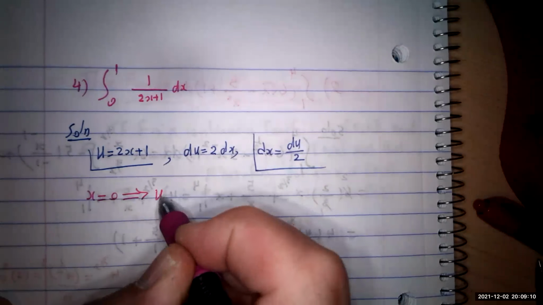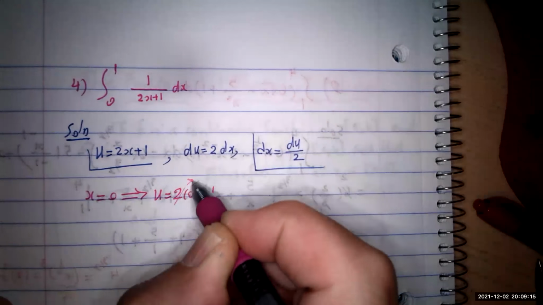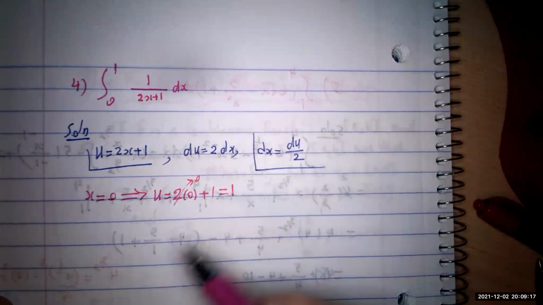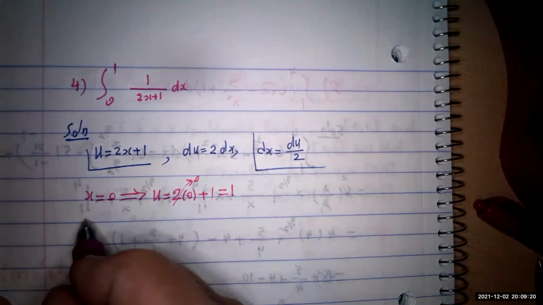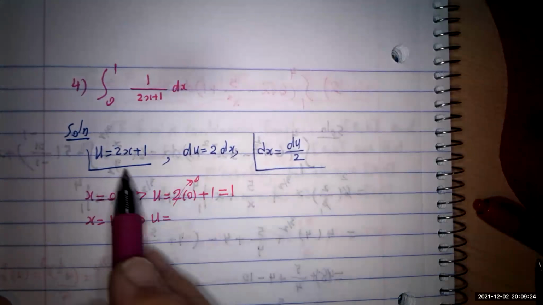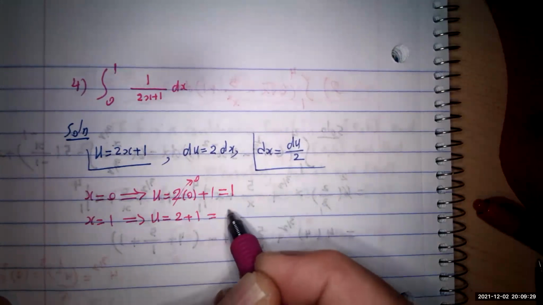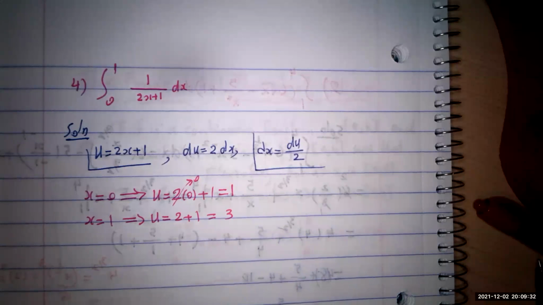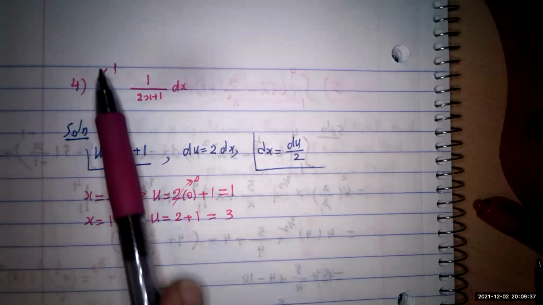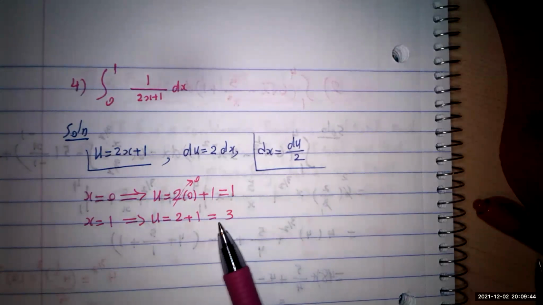U would be 2 times 0 plus 1. So that would be 0, that gives you 1. And when x is equal to 1, if you substitute your u would be what? Would be 2 plus 1, which is equal to 3. Okay, so your integral would be 0 to 1 when you're dealing with the x. When you change it to the u, would be from 1 to 3.